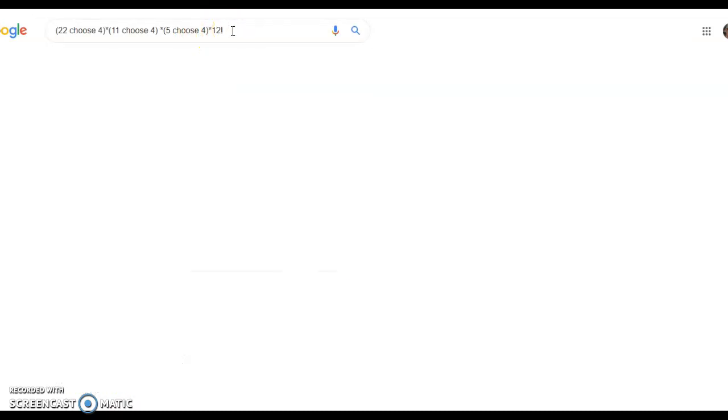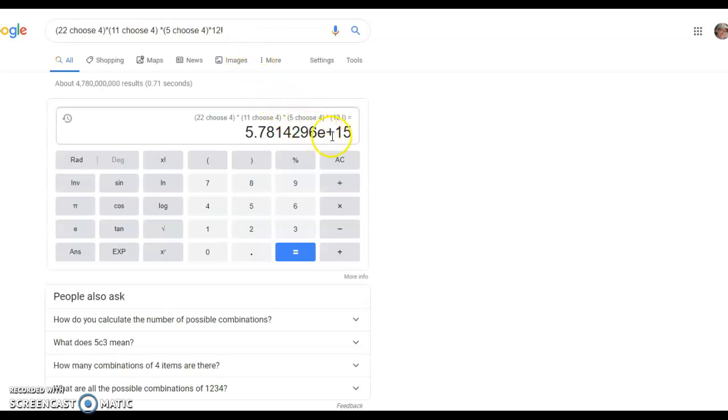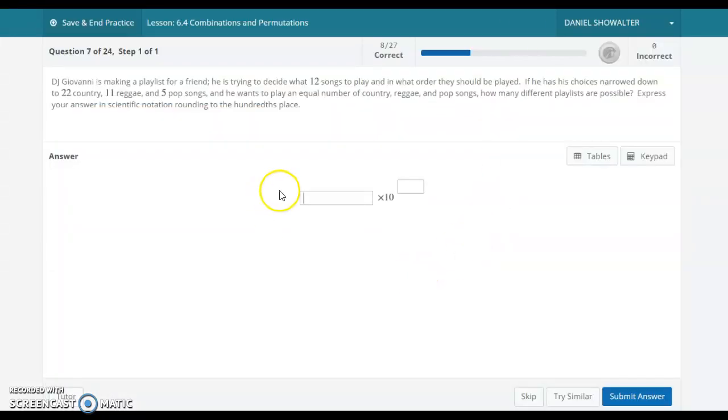This is going to be a really big number. So notice they said round it to the nearest hundreds. That's 5.78 times 10 to the 15th. So we will put 5.78 times 10 to the 15th.